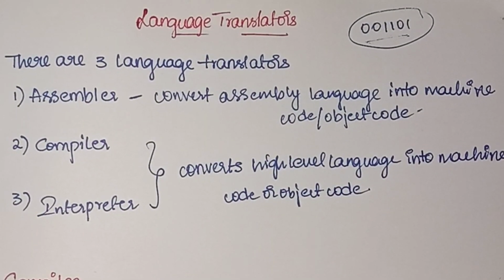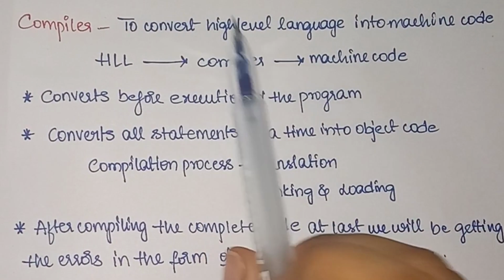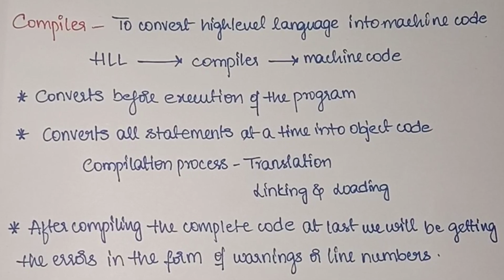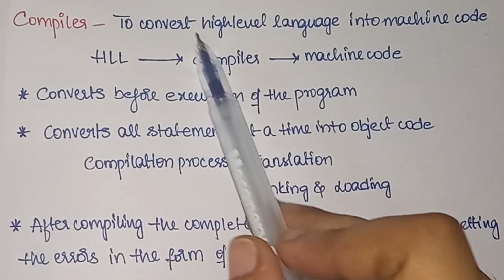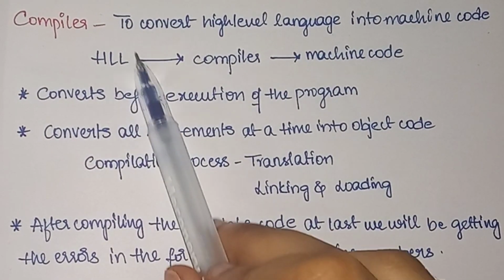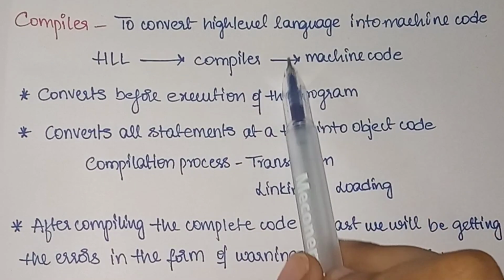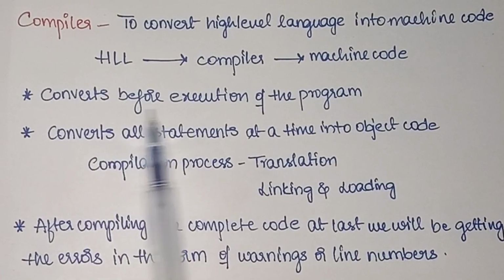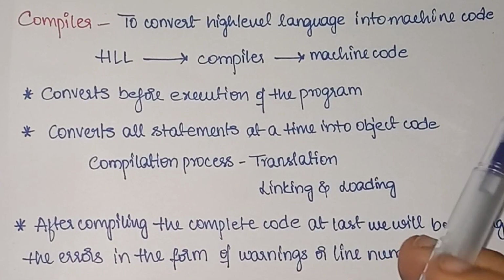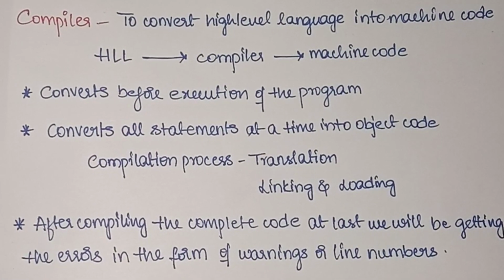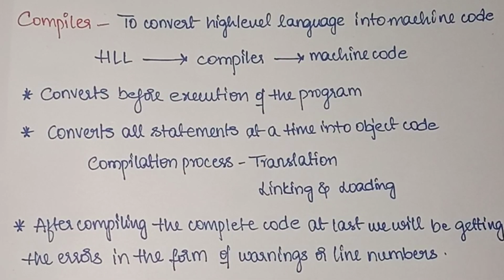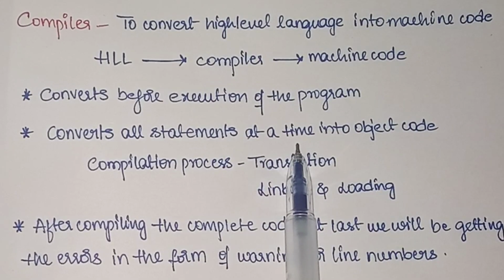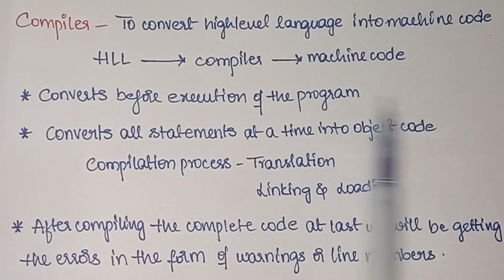Now let's see what is a compiler. Compiler is used to convert high level language into machine code. As discussed, compiler and interpreter do the same. So high level language, written as HLL, gets compiled into machine code with the help of the compiler. And this converts before execution of the program. Before we execute the program, this compiler converts the whole code into machine code. What it does is convert all statements at a time into object codes.